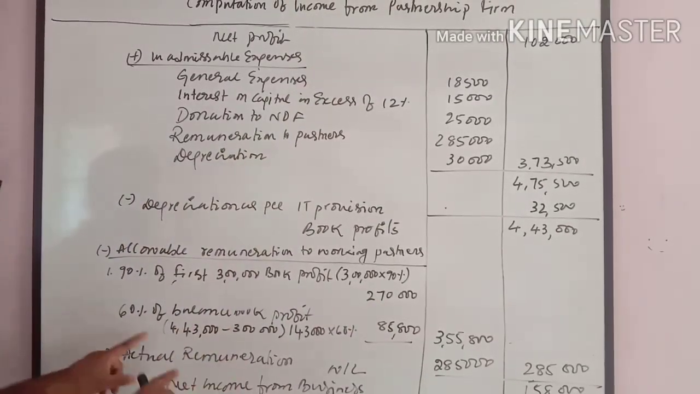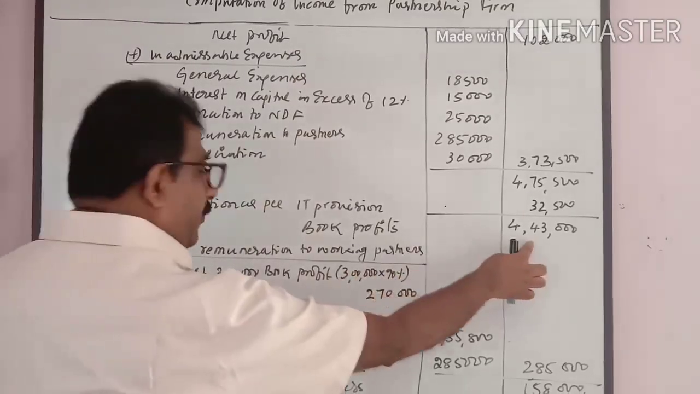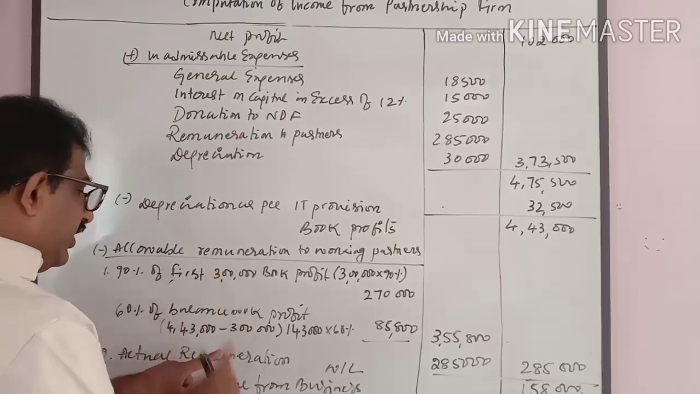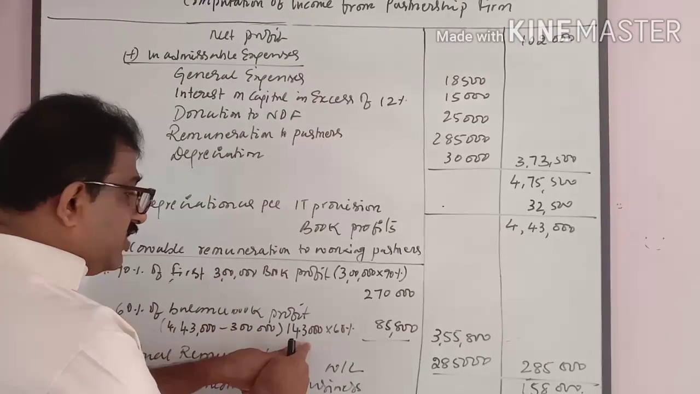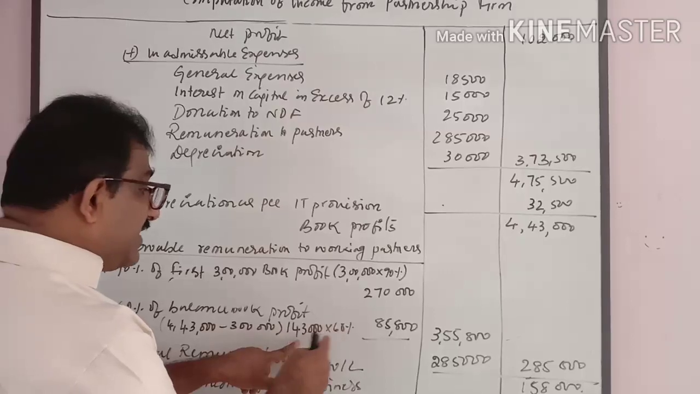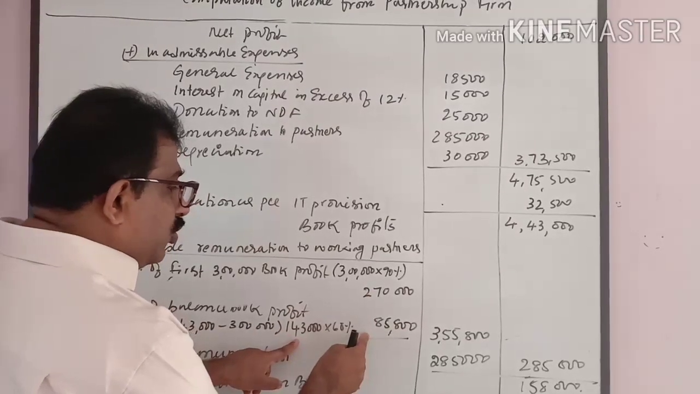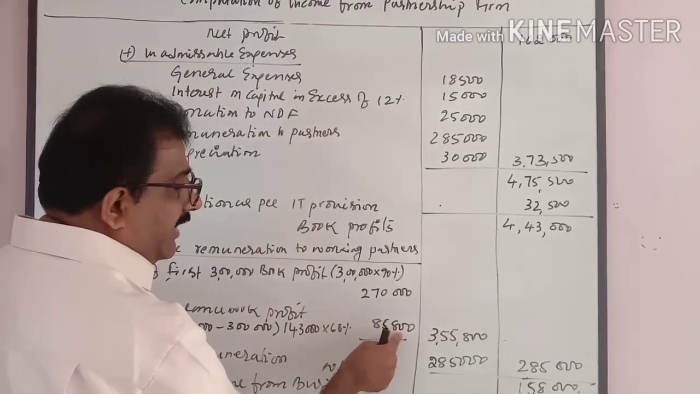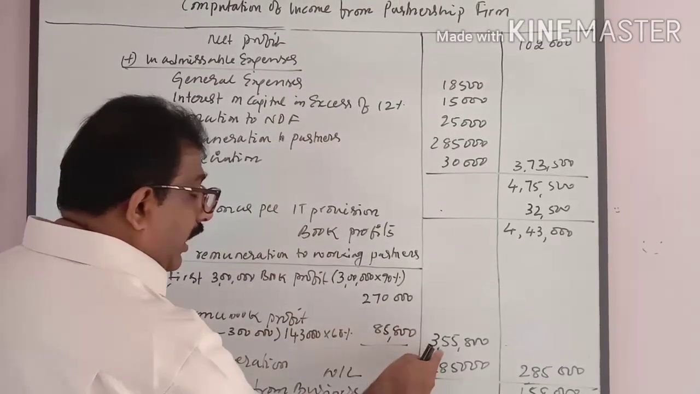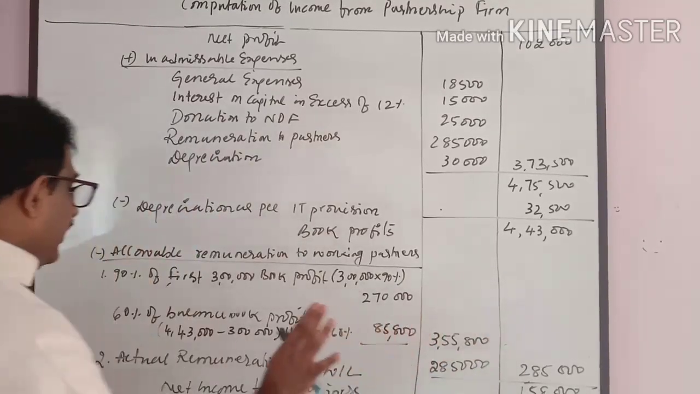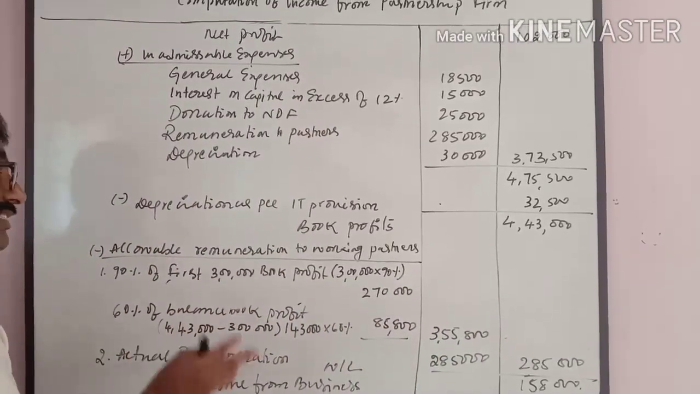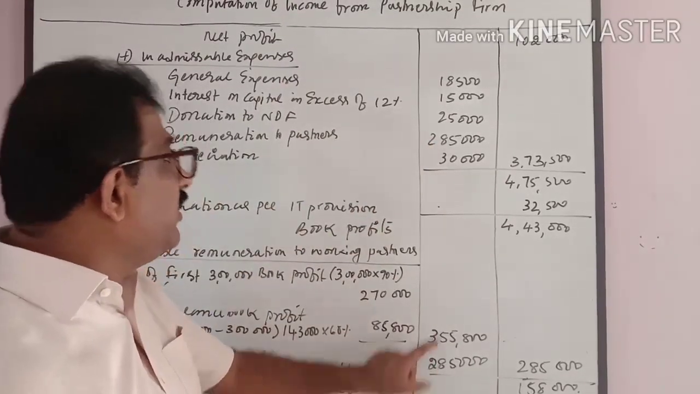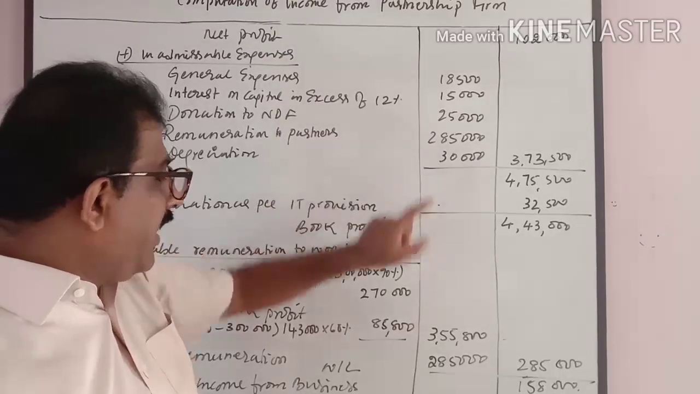Remaining book profit: 4 lakh 43,000 is the book profit. Out of that, deduct the 3 lakhs which we already calculated. Remaining book profit is 1 lakh 43,000. On that, 60%, comes to 85,800. When you add these two, 3 lakh 55,800 is the remuneration. But the actual remuneration charged by the business is 2 lakh 85,000.